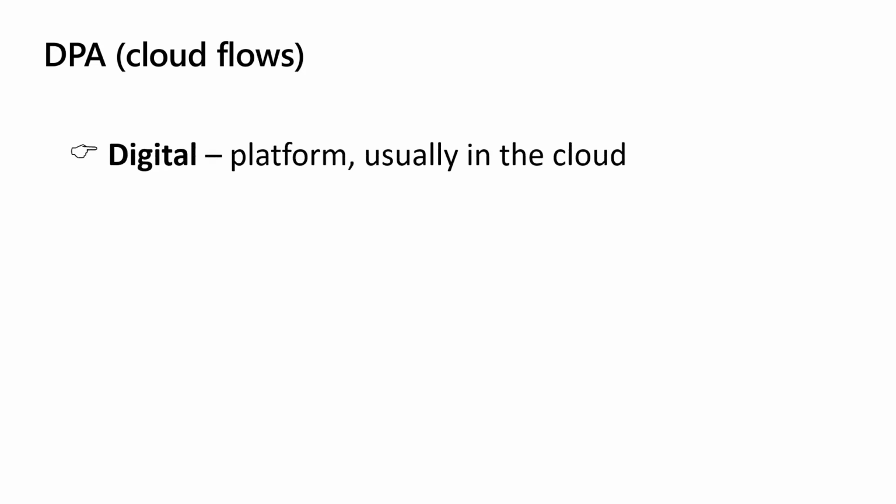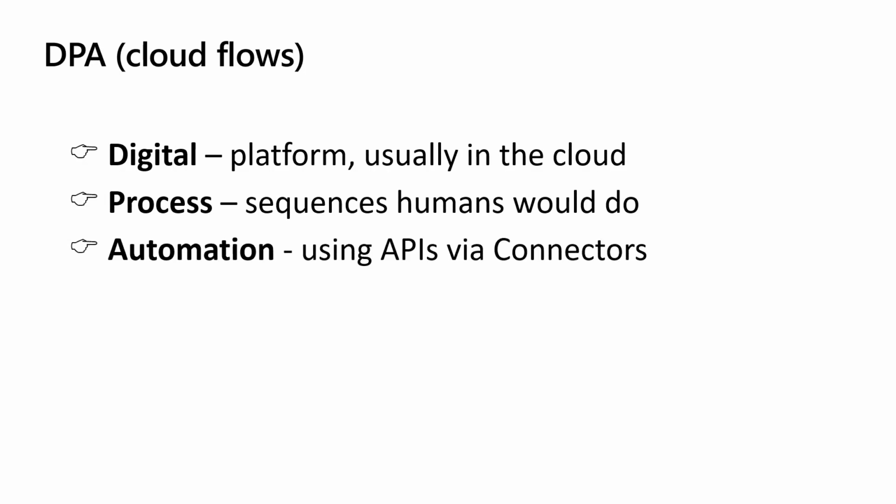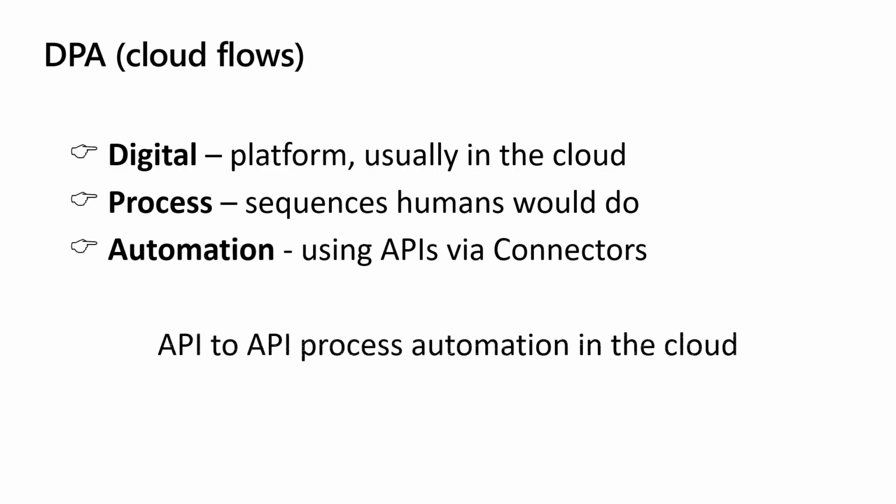So that's API. Now, APIs are key when we talk about DPA, which are cloud flows. So DPA, Digital Process Automation. This is a digital platform, usually in the cloud. Process, in this instance, just means sequences that humans would do. And automation in this instance is using APIs via connectors. So in the NetDocuments instance, you would create a cloud flow that could be searching for documents, then doing something with them. So automation here is using APIs via connectors. So DPA is simply API to API process automation in the cloud.